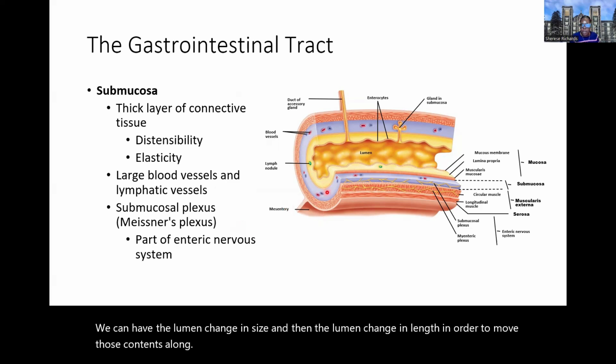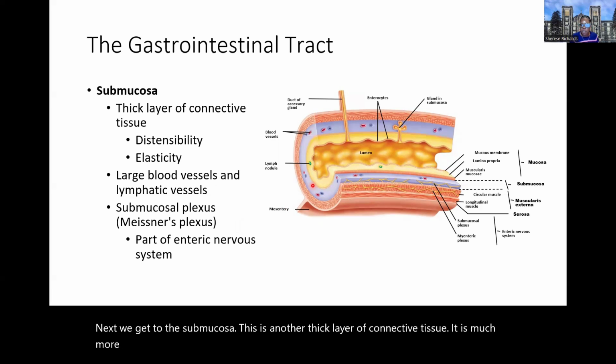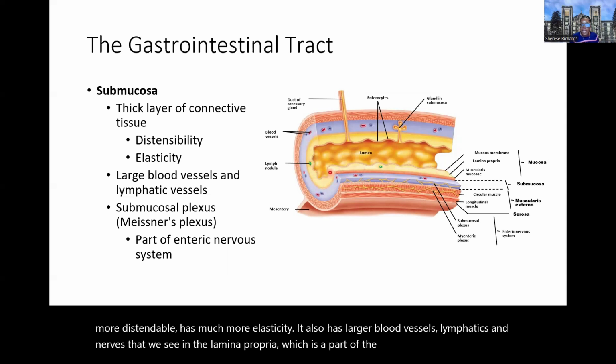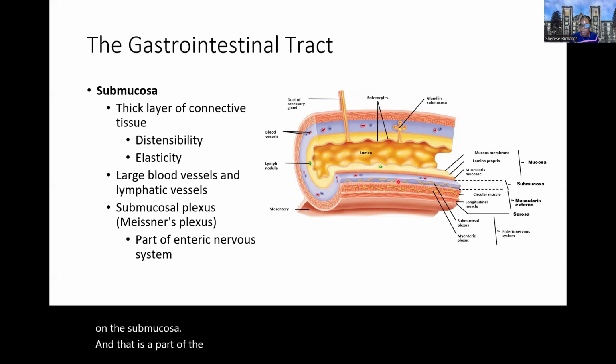Next, we get to the submucosa. This is another thick layer of connective tissue. It is much more distendable, has much more elasticity. It also has larger blood vessels, lymphatics, and nerves than we see in the lamina propria, which is a part of the mucosa. This also has the submucosal plexus, the Meissner's plexus. You can see that network of nerves running in the submucosa, and that is a part of the enteric nervous system that is going to be found in the submucosa.